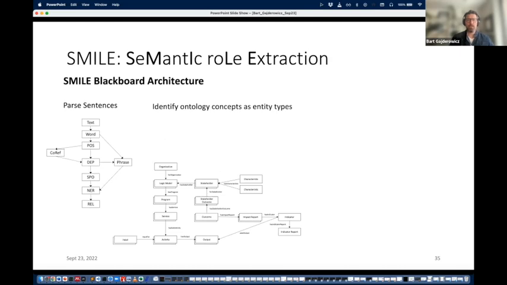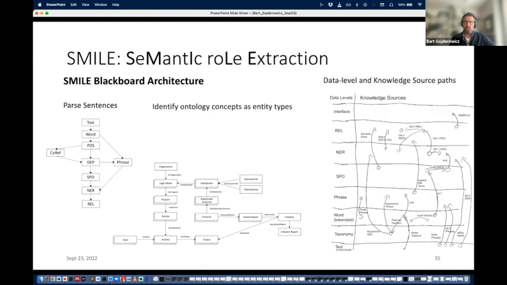And so at the end, what we have is a structure for the different data levels that we're looking for parsing text. We also have different data levels based on the ontological concepts. And we also have this controller that can ask different knowledge sources to generate different hypotheses based on the information that's currently available on the blackboard.